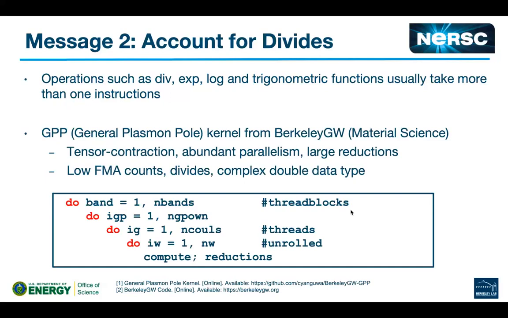The example we're going to use is the GPP kernel from Berkeley GW, which is a material science code. So in the box here is the pseudocode of GPP. You can see it's made up of a few loops nested together, and there are some reductions. What you can't see is in the compute section, there are some divides, some FMA instructions, but not all of the instructions are FMA. The data type is complex double.